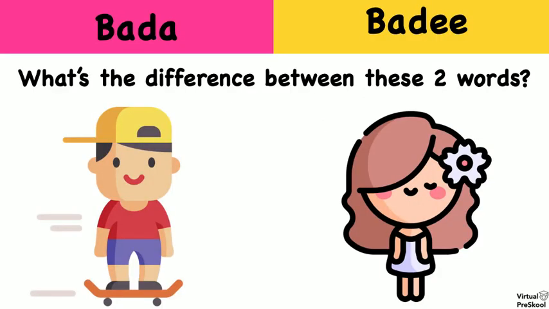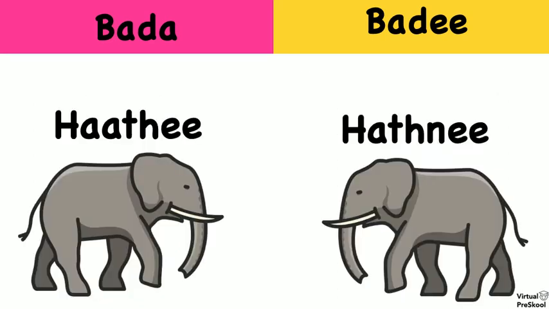Okay, so let's look at the adjective bada. Bada in Hindi means big. Bada and badi are the two words. So we inflected the adjective bada to become badi. So for the boy on the skateboard, we would describe him as bada, and the little girl with the flower in her hair, we would describe her as badi.